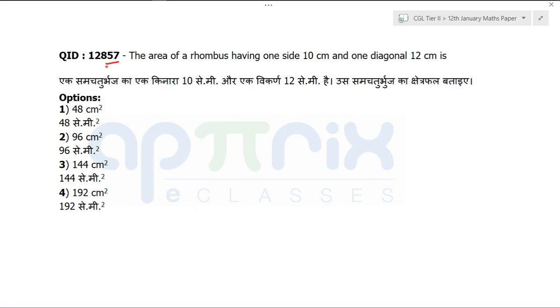Moving to question number 57 now. It says there is a rhombus. I hope all of you know the rhombus. All sides equal. Any parallelogram with all sides equal is called a rhombus. So find the area of the rhombus having one side 10 and one diagonal 12.